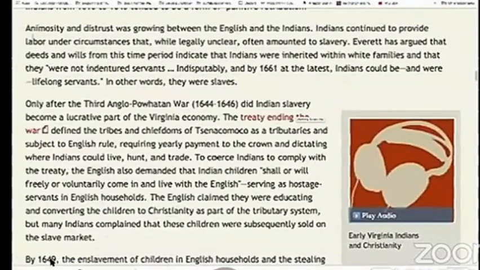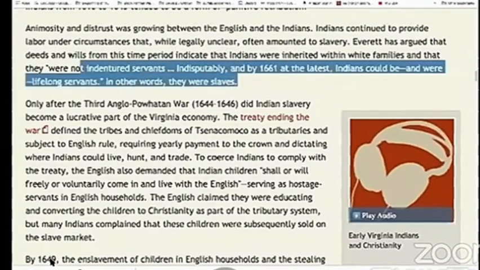Again, it says here, animosity and distrust was growing between the English and the Indians. Indians continued to provide labor under circumstances that, while legally unclear, often amounted to slavery. Everett has argued that deeds and wills from this time period indicate the Indians were inherited within white families and that they were not indentured servants. Indisputably, and by 1661 at the latest, Indians could be and were lifelong servants. In other words, they were slaves.